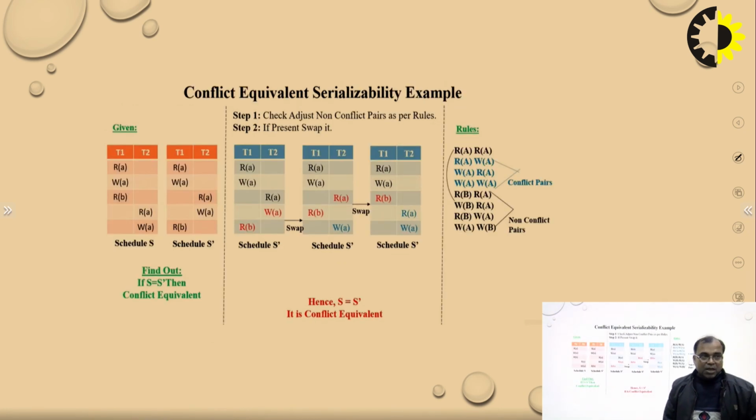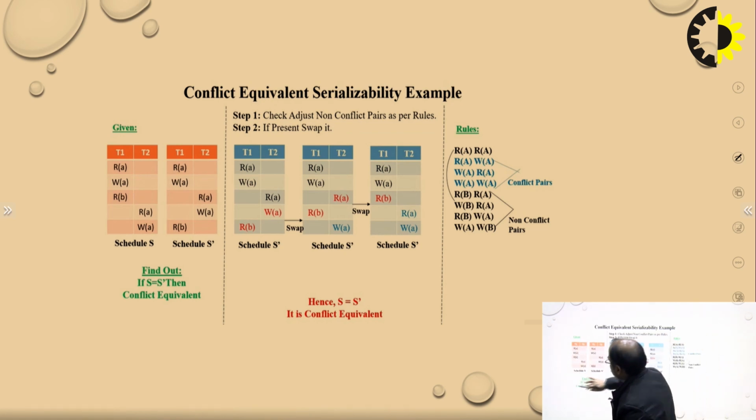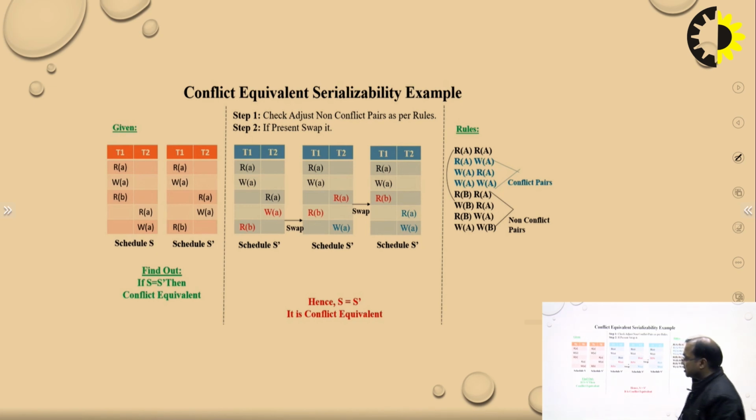Next is how we find conflict equivalent schedules, with an example. We are given a schedule S and a schedule S dash, and we have to find out whether S equals S dash, that is, whether they are conflict equivalent. According to the rule, we have to find the conflicting pairs in this.